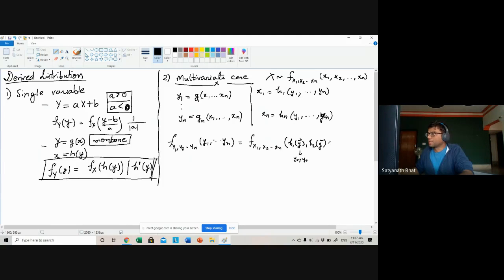Like this you have, and then you have here what is called the absolute value of the determinant of the Jacobian matrix.